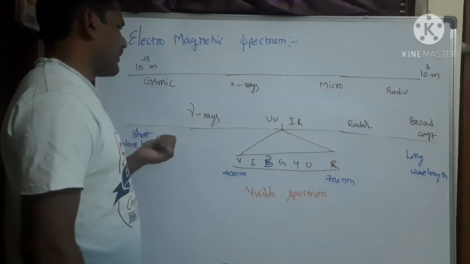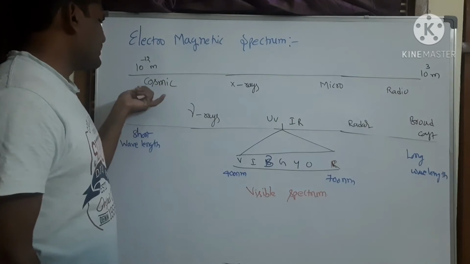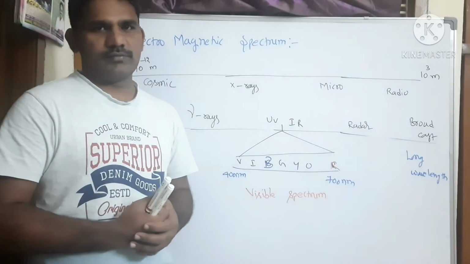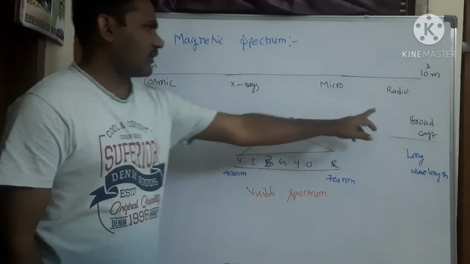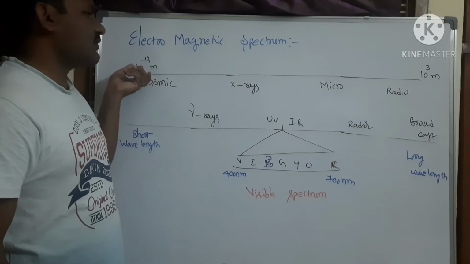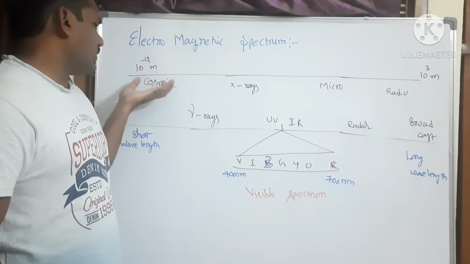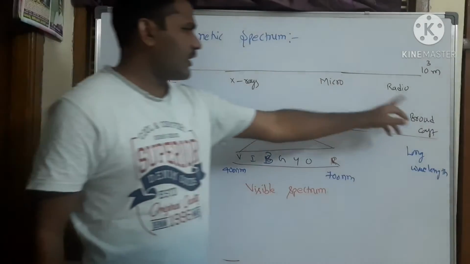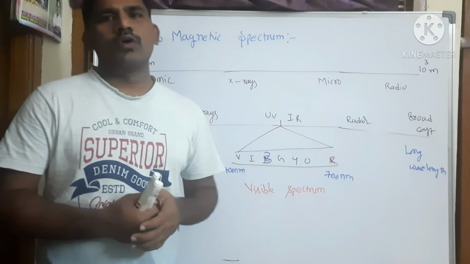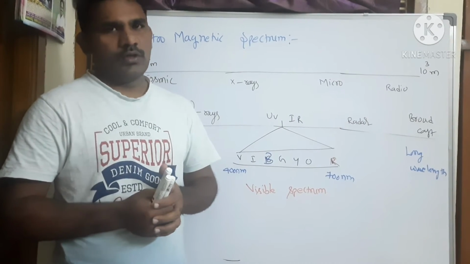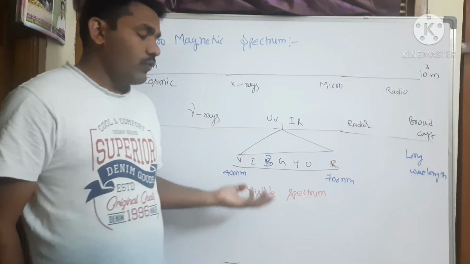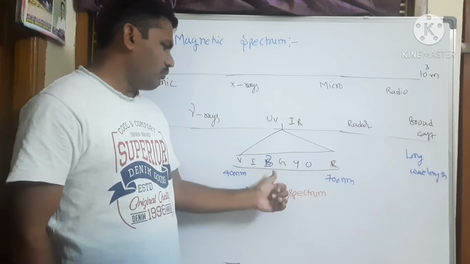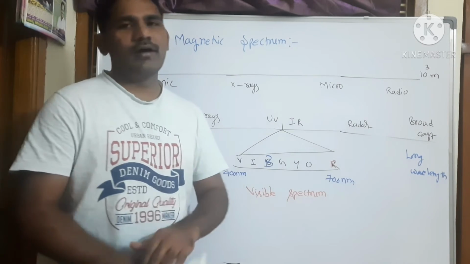See this electromagnetic spectrum. This electromagnetic spectrum starts with cosmic rays and ends with the broadcasting waves. Here, if you observe this spectrum, this 10 power minus 12 is the frequency. These cosmic rays belong to higher frequency waves, whereas broadcasting waves belong to lower frequency waves. In this only, we are able to see the 7 colors: violet, indigo, blue, green, yellow, orange and red.